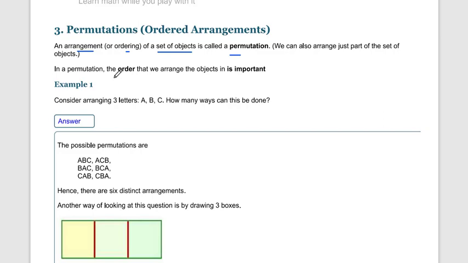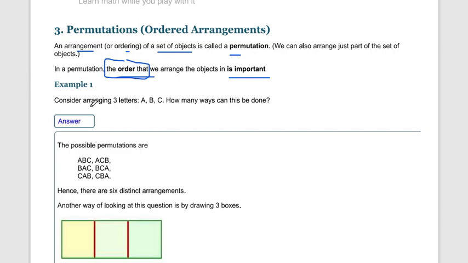there is one condition: the order in which we arrange the objects is important. In permutation, order is important. We have to just arrange the set of objects in a given space. So now let's discuss some basic examples so that you can get a better idea of permutation.